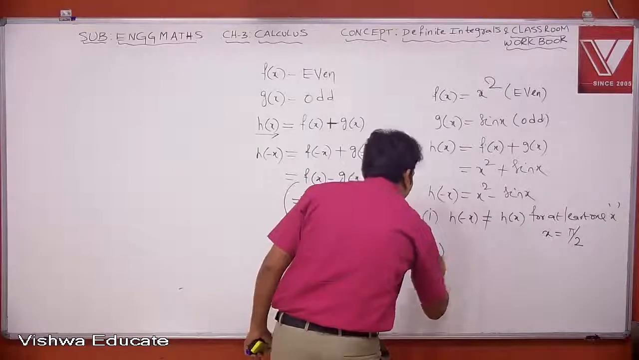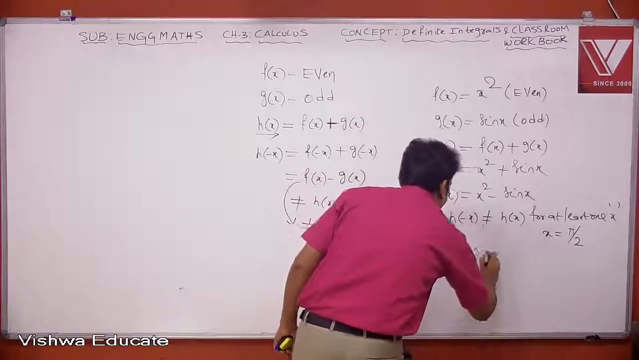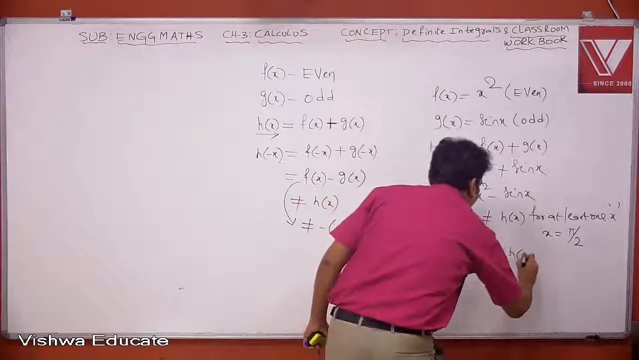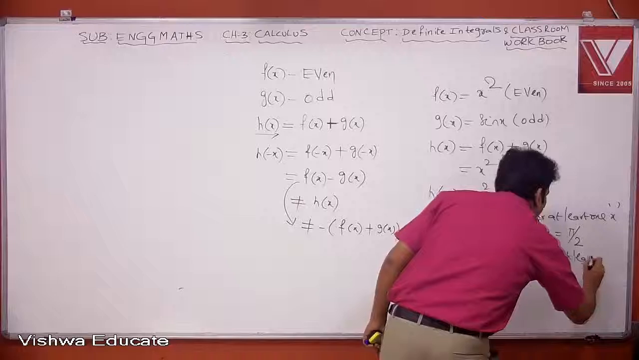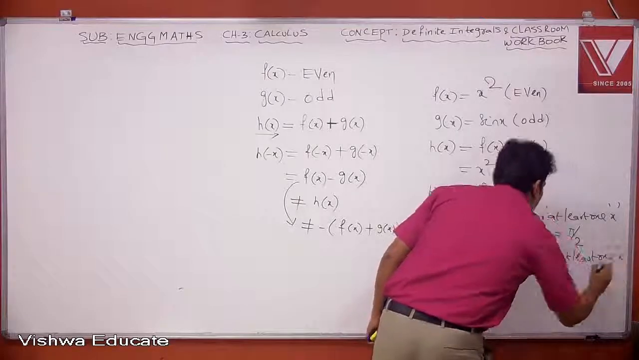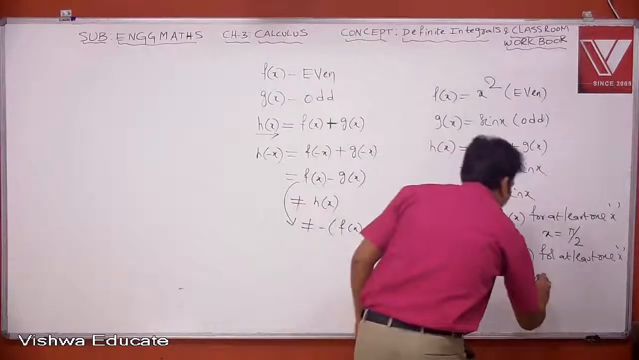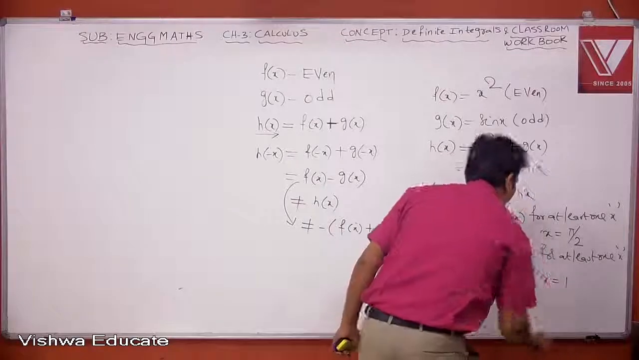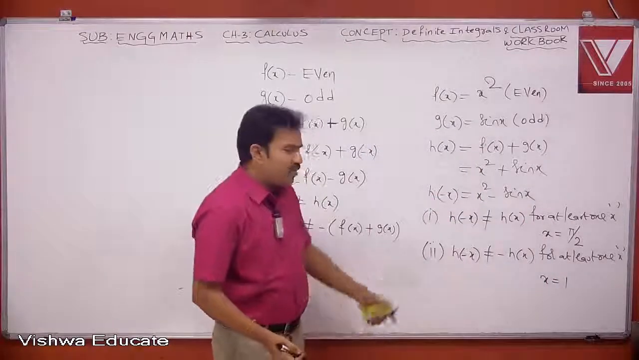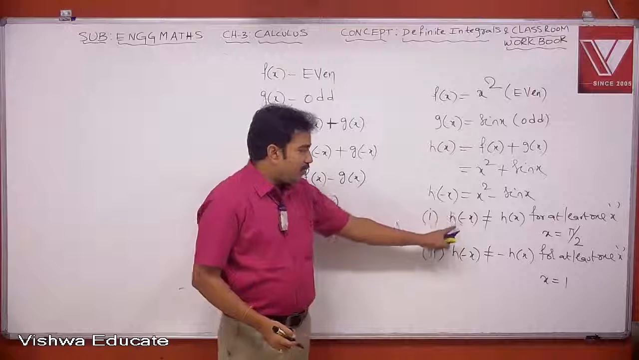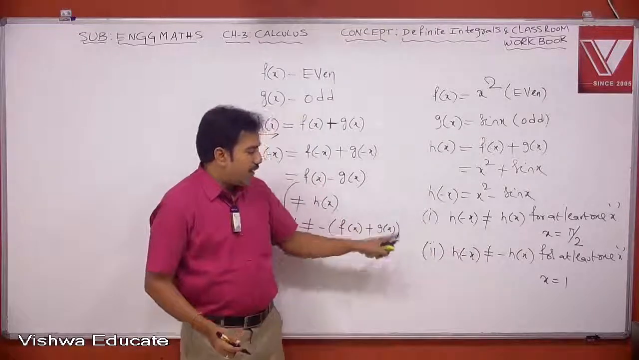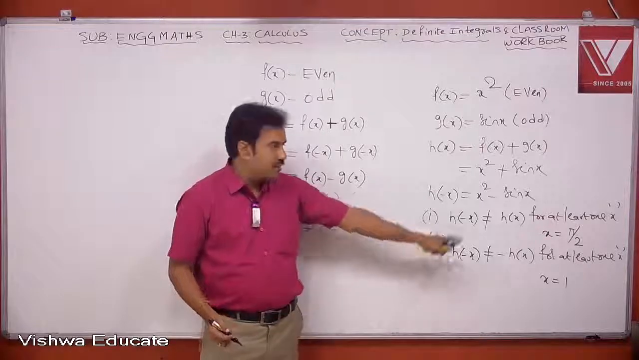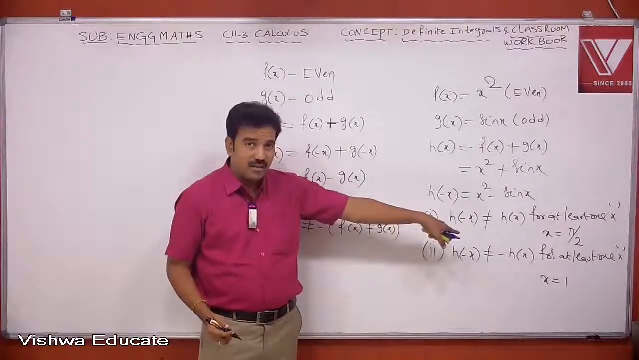And the second point is h of minus x is not equal to minus h of x for at least one x. For example, you can take the x value as 1. You can easily verify. So therefore h of minus x is not equal to h of x for at least one x, and h of minus x is not equal to minus h of x. You can cross verify these values.